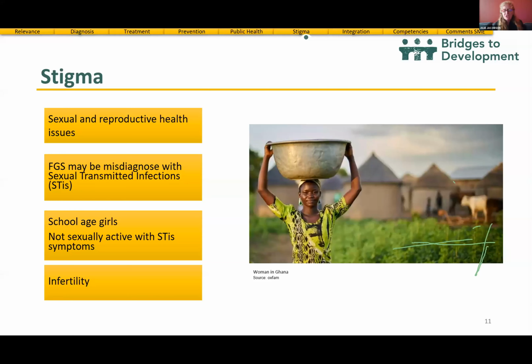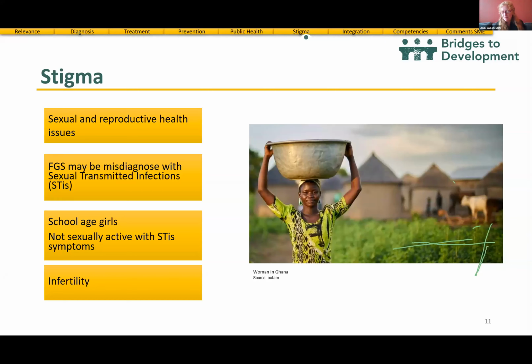So with FGS, there is stigma, and I think this is an important thing to recognize because there are sexual and reproductive health issues. So women who cannot have children, this can be a significant issue within their communities. They also, being repeatedly diagnosed with a sexually transmitted infection, can cause big problems within families and cause strife between spouses when one believes that the other is infecting them with a sexually transmitted infection, which is actually not a sexually transmitted infection, but a parasitic infection.